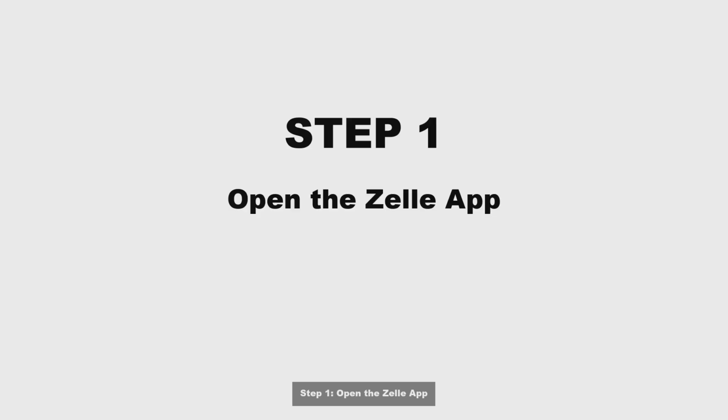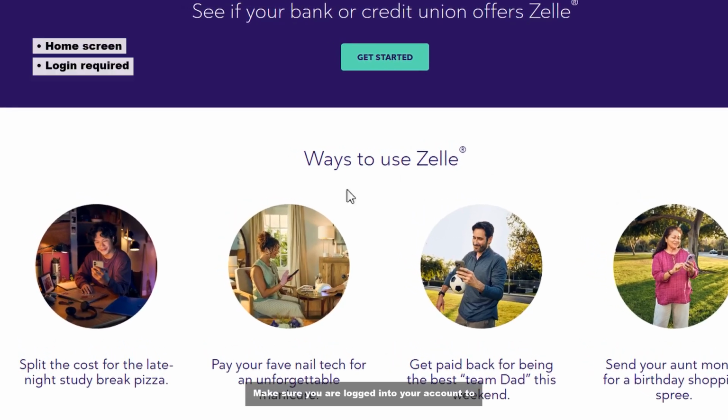Step 1. Open the Zelle app. Launch the Zelle app on your mobile device. Make sure you are logged into your account to access the settings.